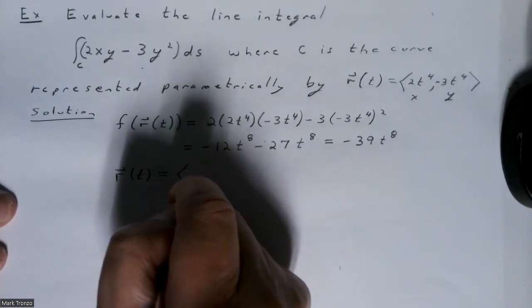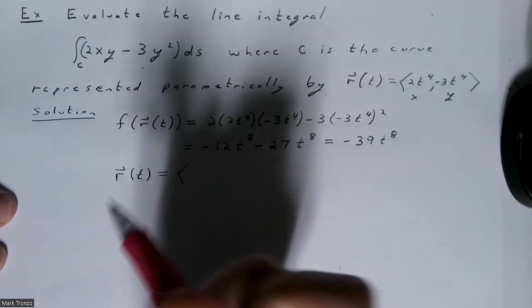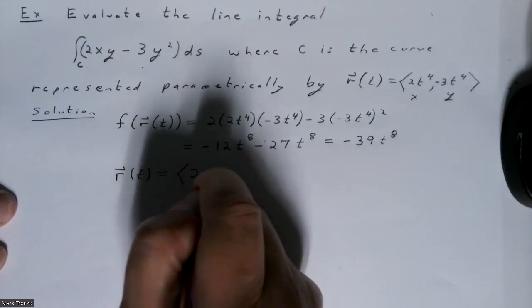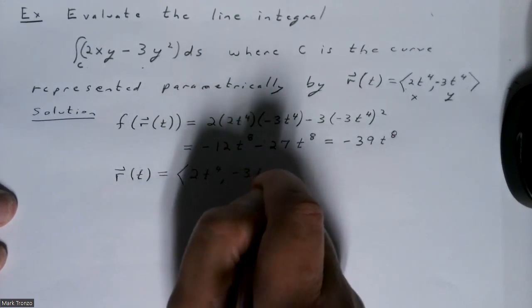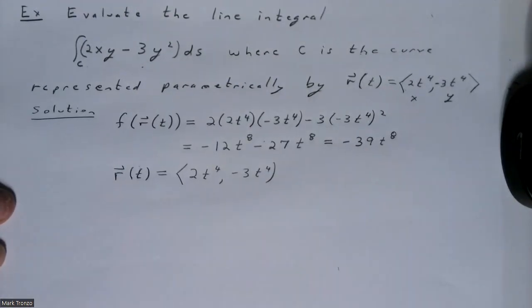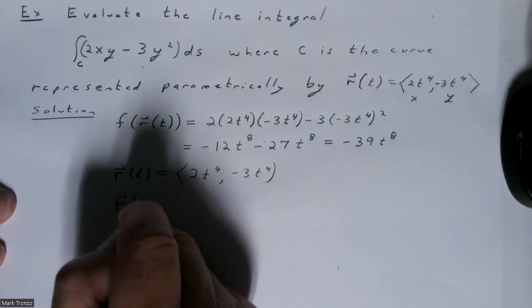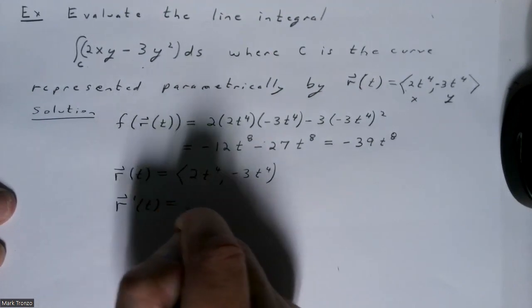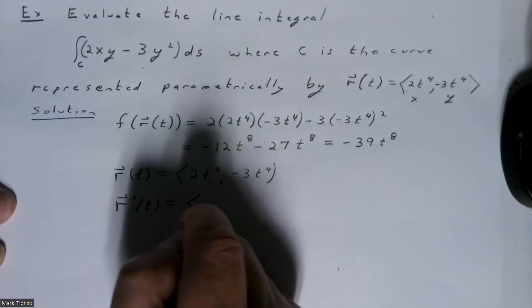Since this is a vector, I should represent these by angle brackets. I fixed these over here. And so this is going to be r, t to the fourth, must read t to the fourth like this. And then take the derivative, because that's what we're going to need for our equation. So again, take the derivative of each of these with respect to t.